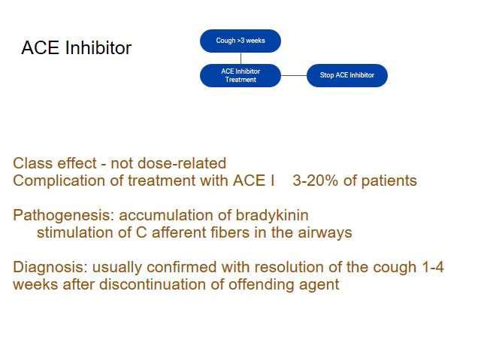The pathogenesis of ACE inhibitor cough includes accumulation of bradykinin, which causes stimulation of C afferent fibers in the airways, and the diagnosis is usually confirmed with the resolution of cough 1 to 4 weeks after discontinuation of the offending agent.